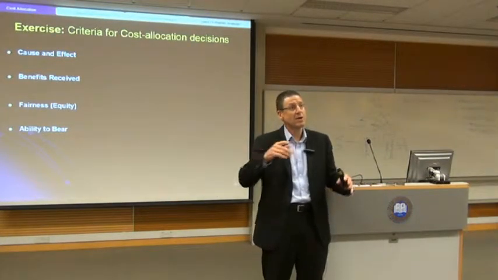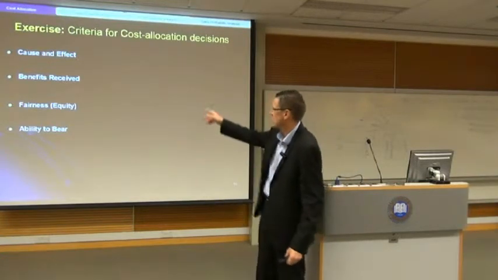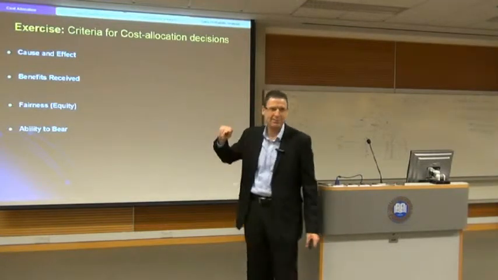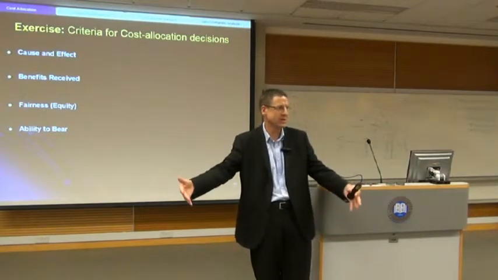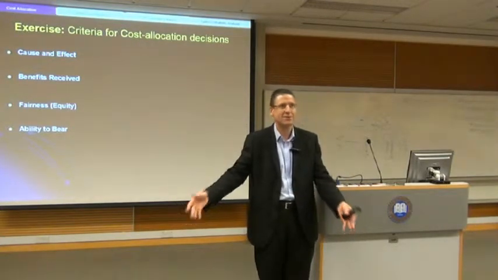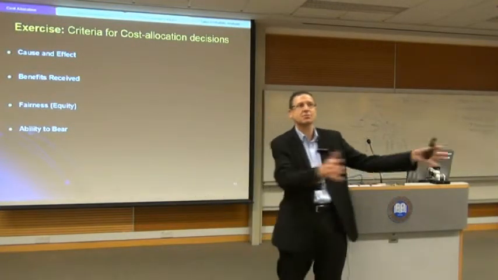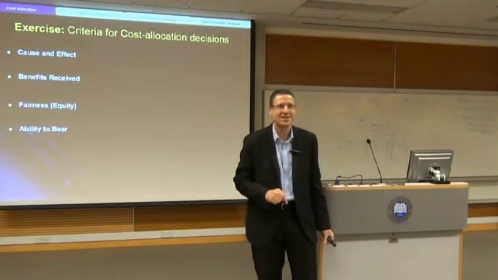If I allocate the rental on the basis of space, that's cause and effect, because you're occupying half the space, so you're causing half of that rental to be incurred. If you're not here, maybe I just have half the space and only pay $5,000 per month. You see the cause and effect?